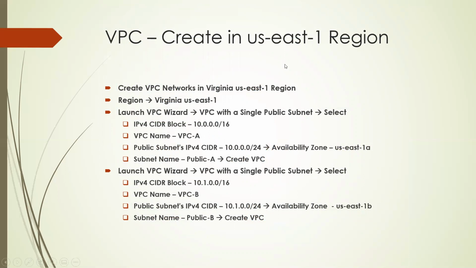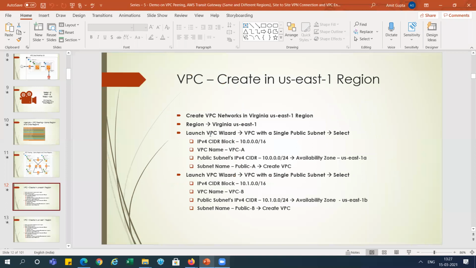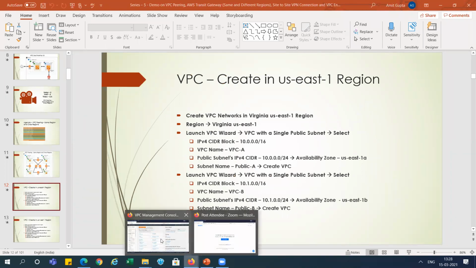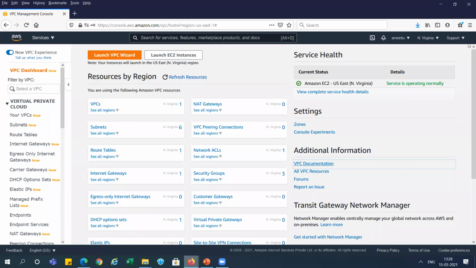So first we need to go and create the VPCs. Here we will create 2 VPCs in the same Virginia US East 1 region. So let's go there and start the process for the POC. And actually I have already created this documentation step by step, so it will be easy to understand. So I am opening that, logging in to the AWS console. And you can see here I'm already in the Virginia region.